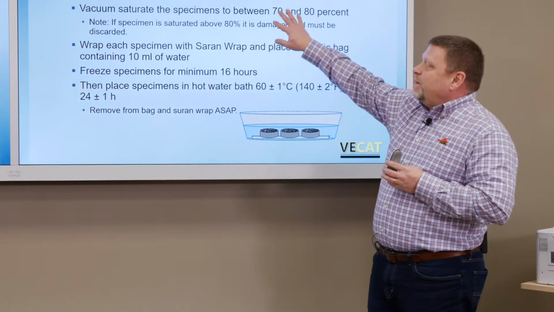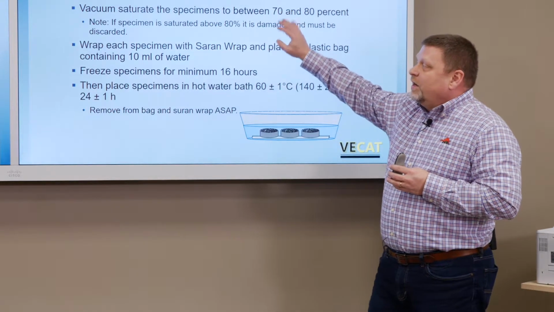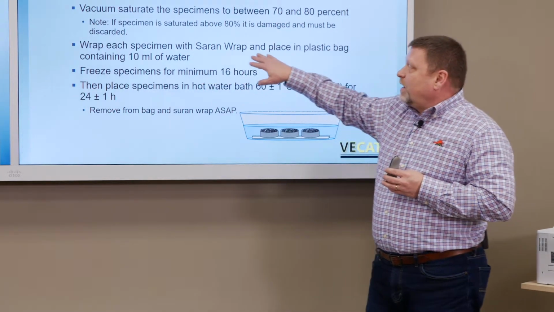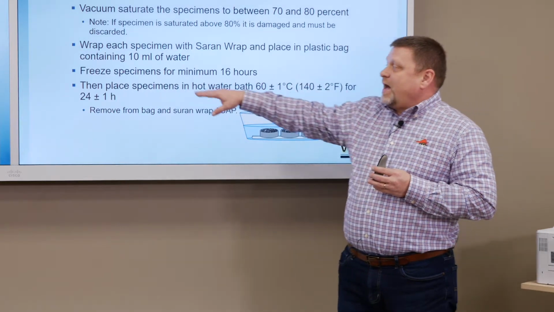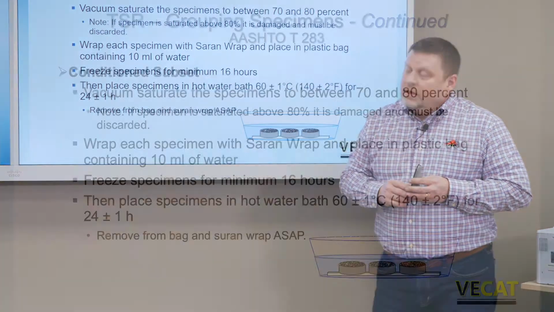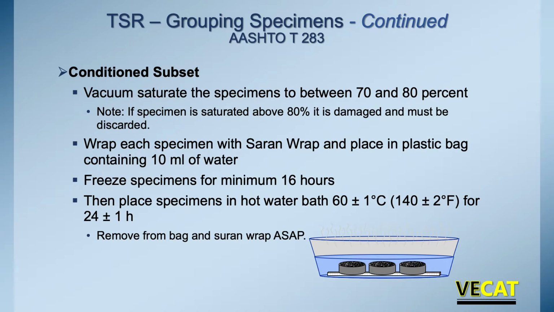All right, once the samples have been vacuum saturated, you wrap each specimen with saran wrap and place it in a plastic bag with 10 milliliters of water. After we've done that, the samples are placed in a freezer for a minimum of 16 hours. Specification just says minimum 16 hours. If you leave it there for 24 just because you start in the morning and you pick it back up the next morning, that's perfectly fine, but it needs to be at least 16 hours.